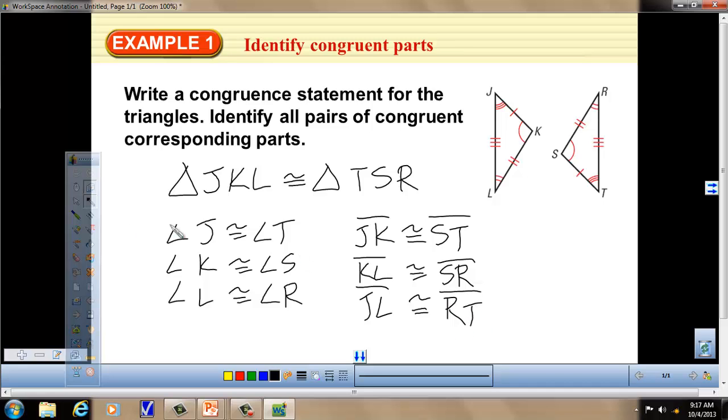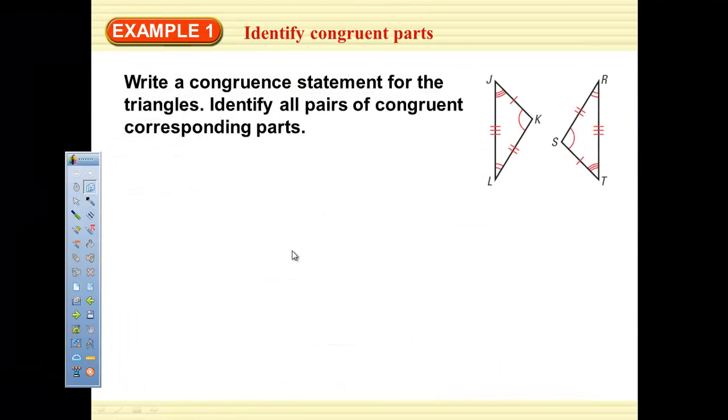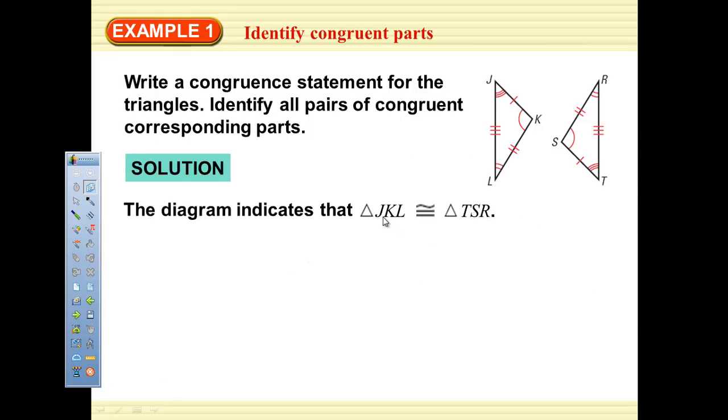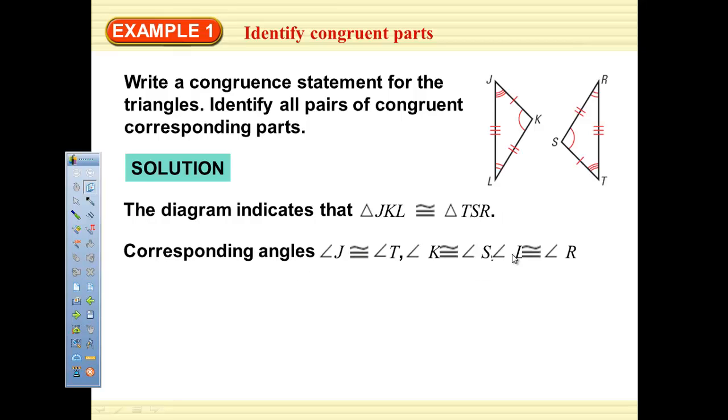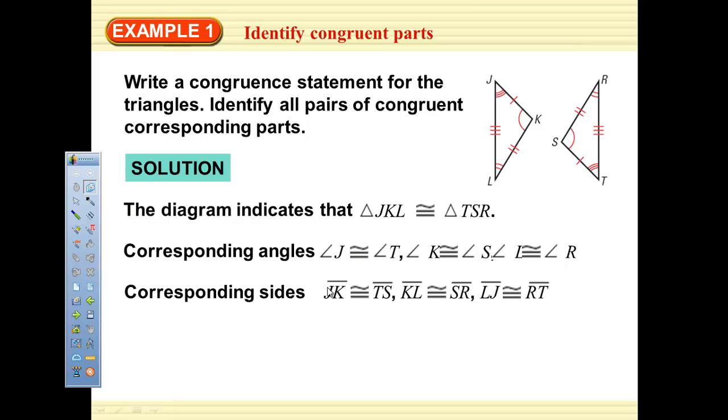So those are our congruent parts. And again, they'll have something similar to what I have. JKL, TSR, which was exactly the same. Then JT, KS, LR, JK and TS, KL and SR, LJ and RT.